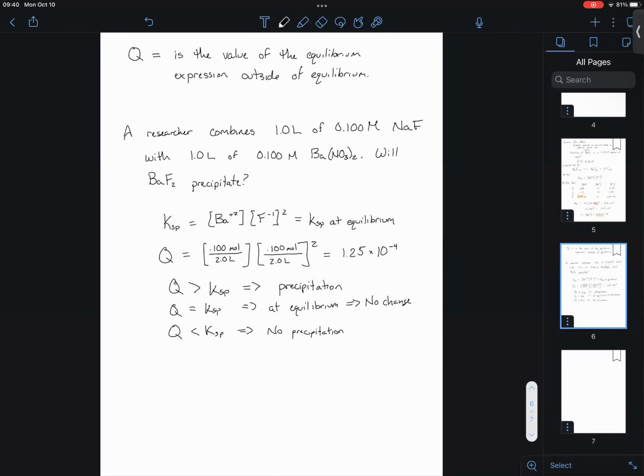All right, so those are the relationships involving Q, which is just what you get when you plug values into your equilibrium expression even though you're outside of equilibrium. If Q is greater than the Ksp for a compound, that's the condition under which we will see precipitation. Solid barium fluoride starts to form, enough that the concentrations of barium ions and fluoride ions decrease.